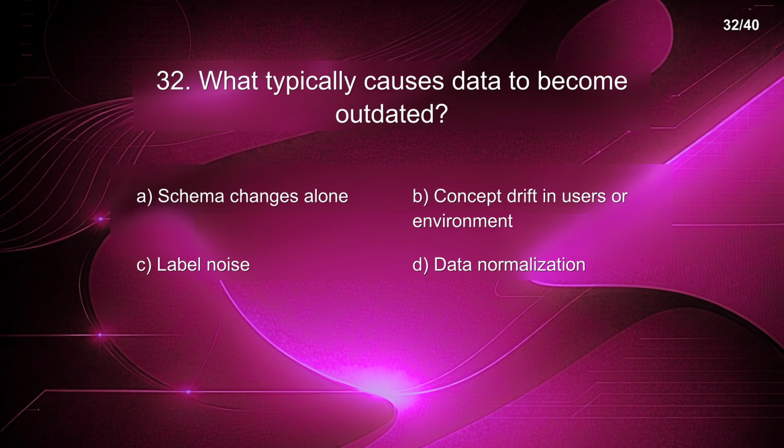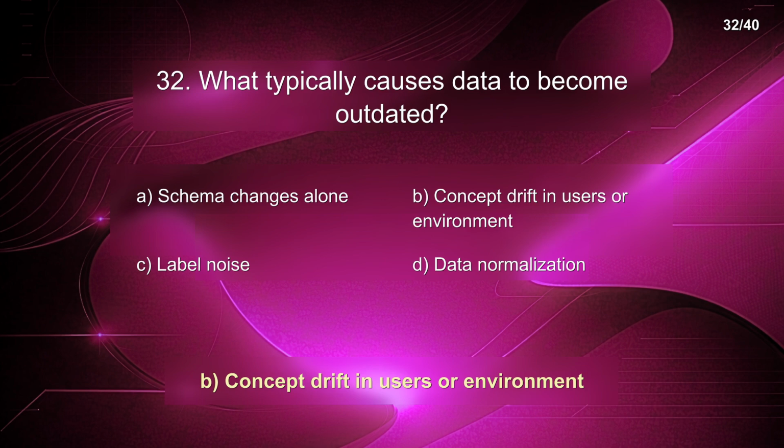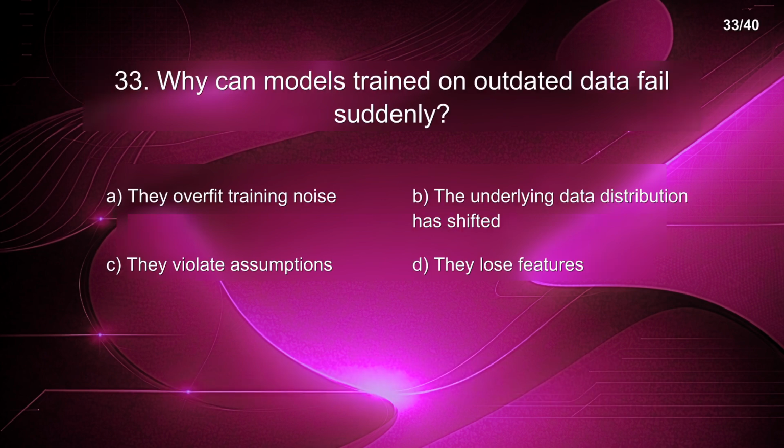Correct answer is B. Concept drift in users or environment. 33rd question. Why can models trained on outdated data fail suddenly? A. They overfit training noise. B. The underlying data distribution has shifted. C. They violate assumptions. D. They lose features.